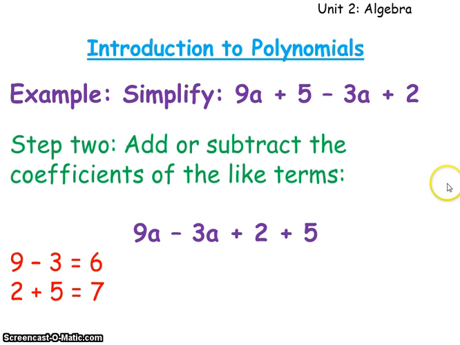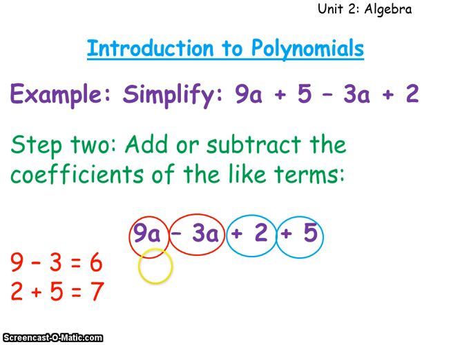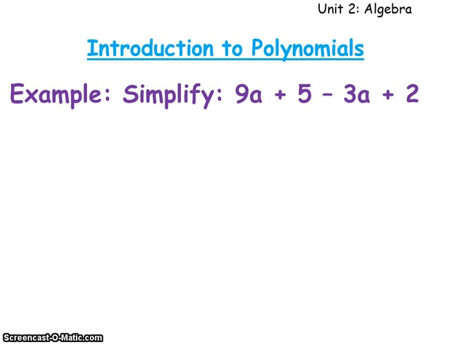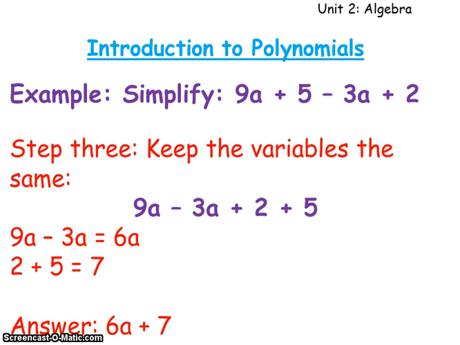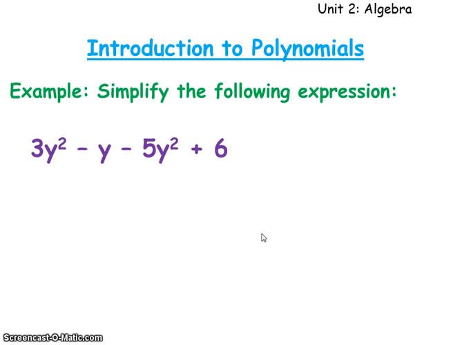Now, once we arrange them, all I've done here is arrange this subtract 3 to be close to this 9 and group the 2 and the 5 together. And then I just work it out. So I do my 9 subtract 3a, which gives me 6a, and then my 2 plus 5, which gives me 7. So all I'm going to be left with here, as you can see at the bottom of the screen, is 6a plus 7.